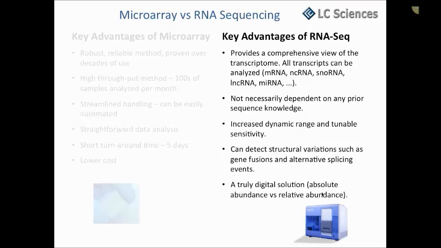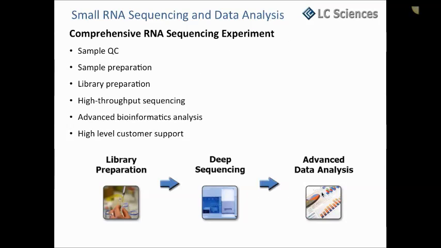It's a truly quantitative method where, with arrays, you get relative expression levels, but sequencing will give you actual copy numbers. It has an increased dynamic range, and you can also detect structural variations such as gene fusions or alternative splicing events. This is just, again, the workflow. I will skip over that.